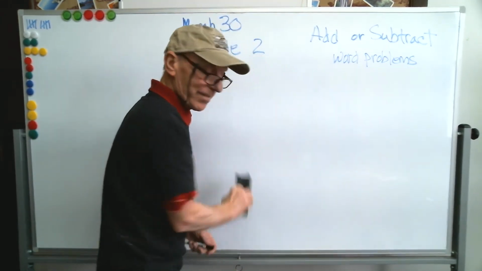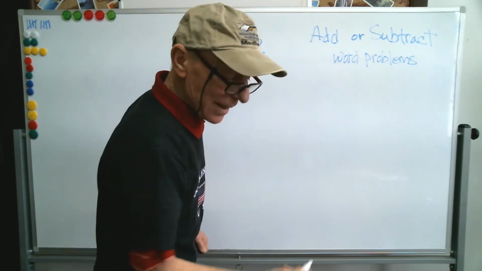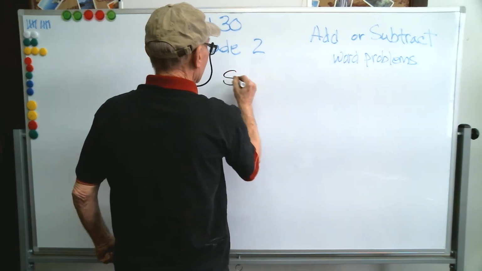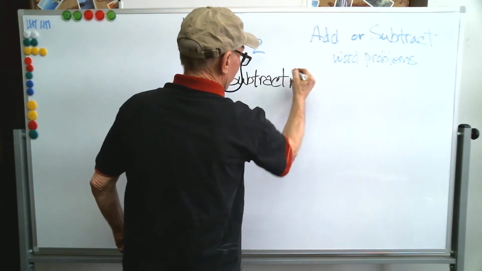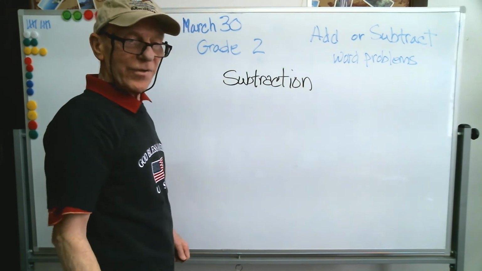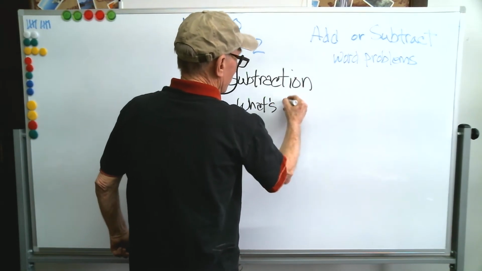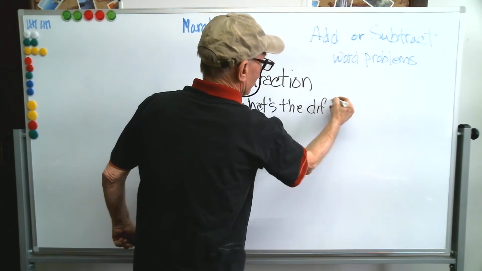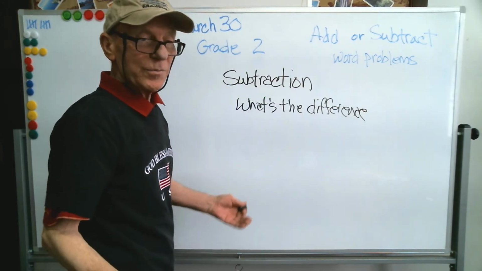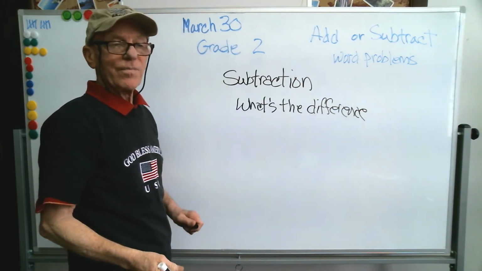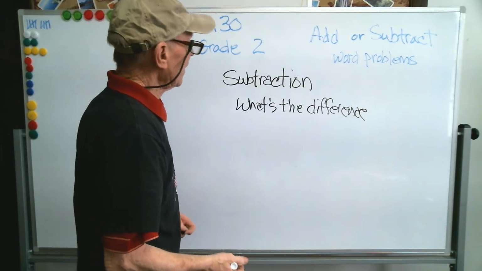Now, if it's subtraction, while I'm writing this on the board, I want you to be thinking about what kind of words do you think might mean you have to use the operation subtraction. You got a few? How about, what's the difference? Because subtraction is the difference between two numbers. You've got 5 apples. You're taking 2 of them away. What's the difference? 3. 3 apples are left. So what's the difference?